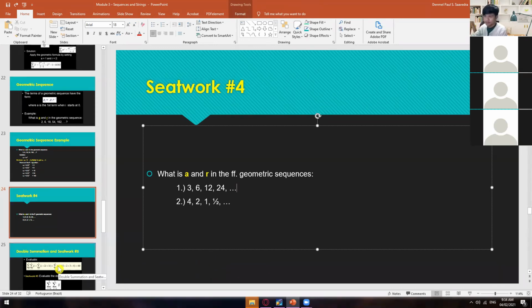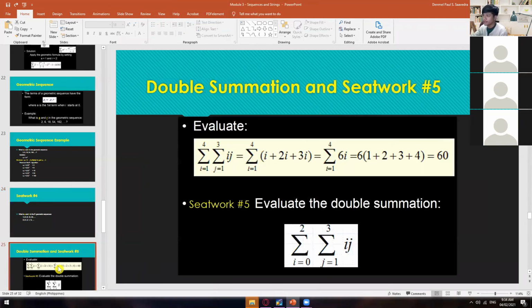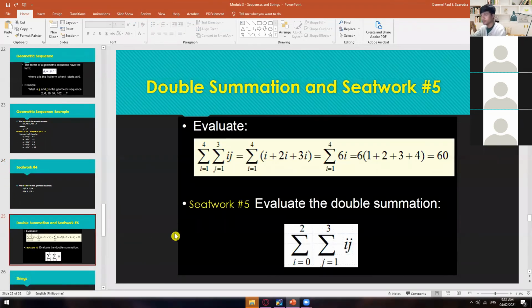All right. Okay. So we also have here the double summation, and at the same time your seat work number 5. Evaluate the following equation. Initially we have this double summation with letter I and letter J. Summation of I from 1 to 4, and summation of J from 1 to 3. Both of them start with 1.